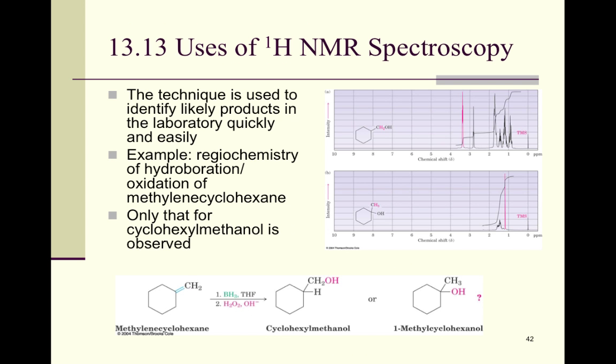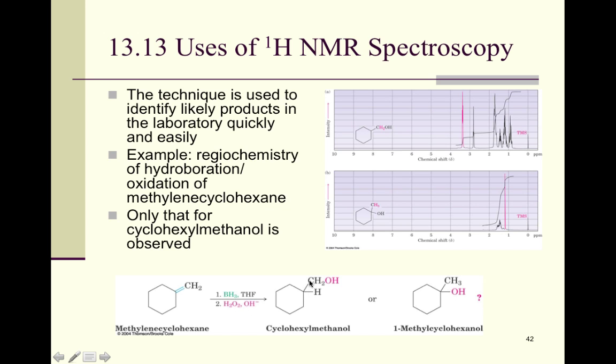Uses of proton NMR spectroscopy. The technique is used to identify likely products in the laboratory very quickly and easily. For example, we can look at the regiochemistry of hydroboration and oxidation of methylene cyclohexane. So what we're looking at here is, during this reaction, are we going to get this product or this product out of it? Well, we've got addition across the double bond.